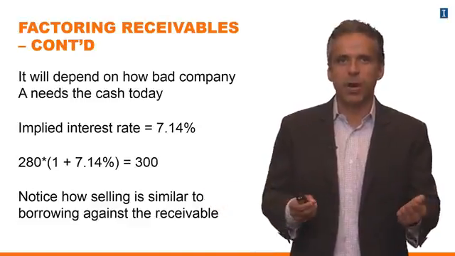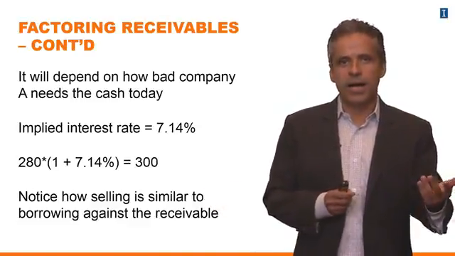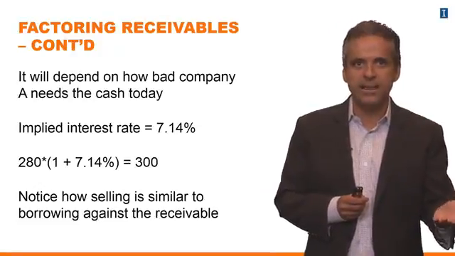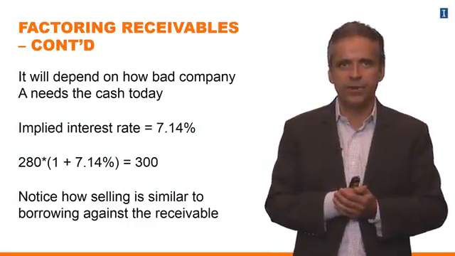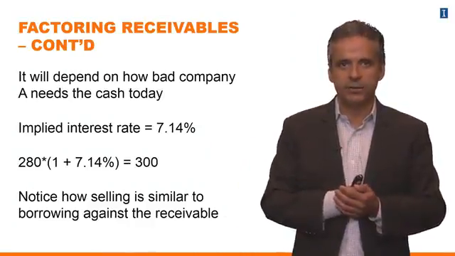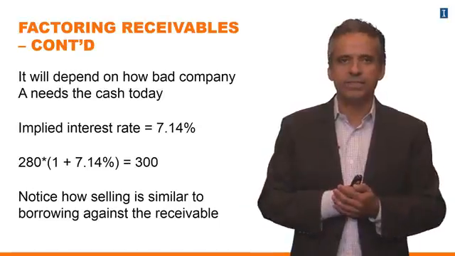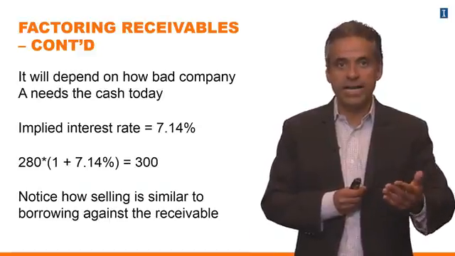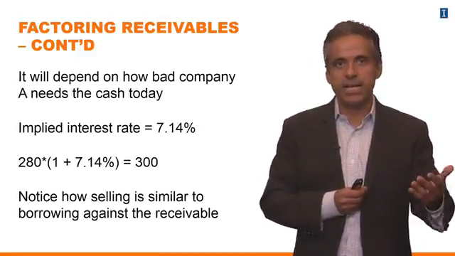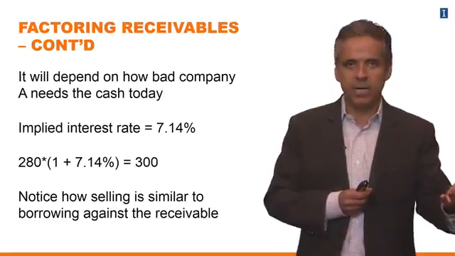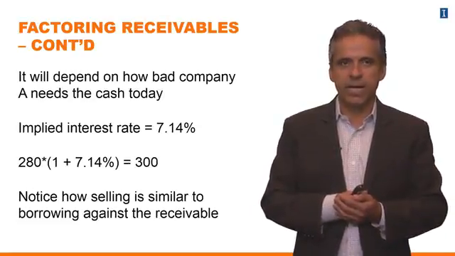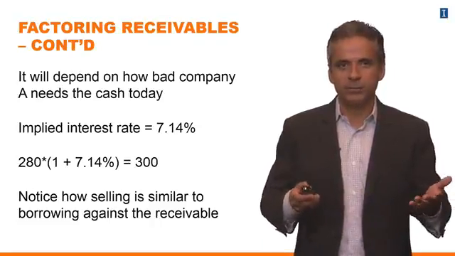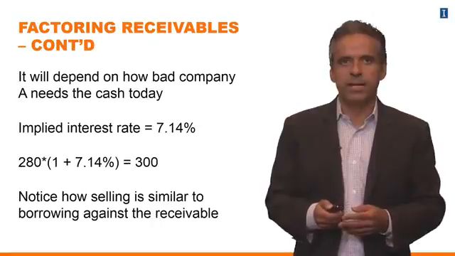If you think about how this problem works, the company could invest the $280 million. If the company invested the $280 million at a 7.14% interest rate, you would end up with $300 million at the end of the year. So the implied interest rate on this deal is 7.14%. Okay, so it's as if you are borrowing money at 7.14%, and the money you're borrowing is collateralized by the receivables that you have. So selling the receivable really is very similar in economic terms to borrowing against the receivable.